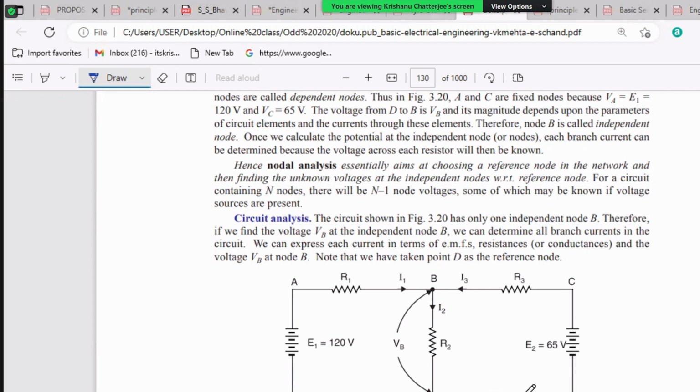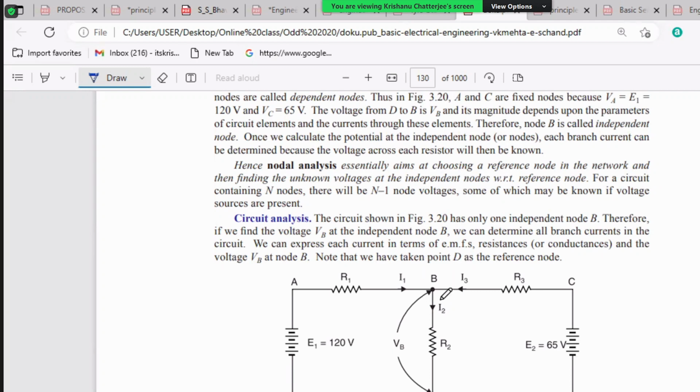Here there can be a resistance also, but in most cases you will see there are no resistances over here. So basically, this node we are taking to be the reference node. B is the independent node because we don't know its voltage. A and C are the dependent nodes, where the voltages are just the voltages the batteries are giving.